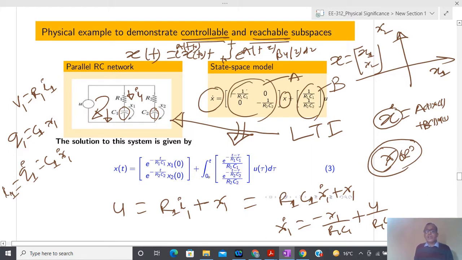And if you solve it, then I have this kind of expression that comes into picture, and X has two states, that is x1 and x2, and both are continuous functions. Now what I have to do is check whether that system is controllable or reachable or not.